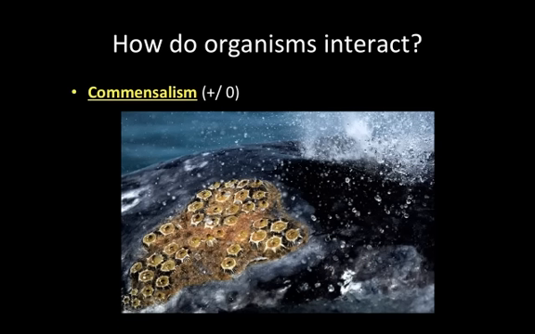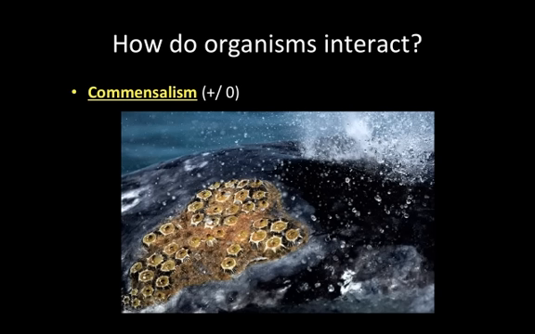The second is what's called commensalism. And commensalism is where one organism benefits and the other really doesn't benefit or suffer as a result of the interaction. So for example, a blue whale, as you see down here, has barnacles on it. Now the barnacles really don't affect the blue whale in any way, shape, or form. They don't really benefit him and they really don't cause him harm.